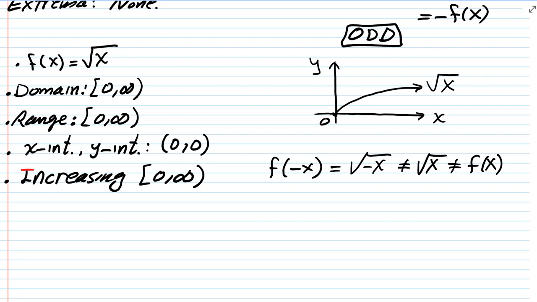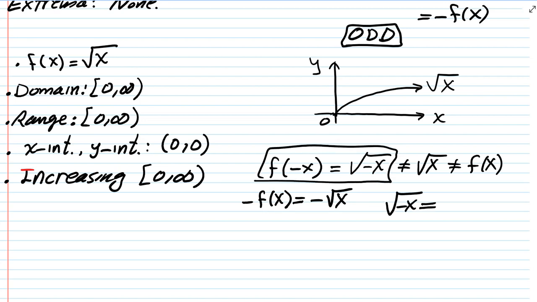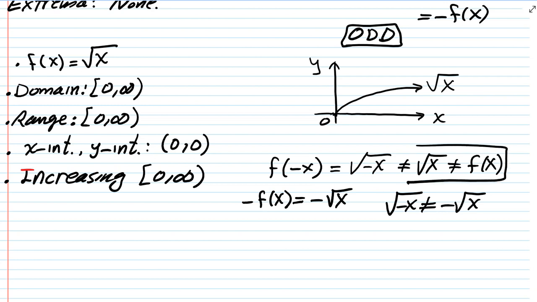There is no symmetry with respect to the y-axis. Now, what does negative f of x look like? Well, negative f of x is negative square root of x, right? And since the square root of negative x, which is f at negative x, does not equal negative root x, this function is not odd. Therefore, up here, not even. Down here is not odd. So this one is neither even nor odd. And you can see the graph. There is no symmetry in the graph.